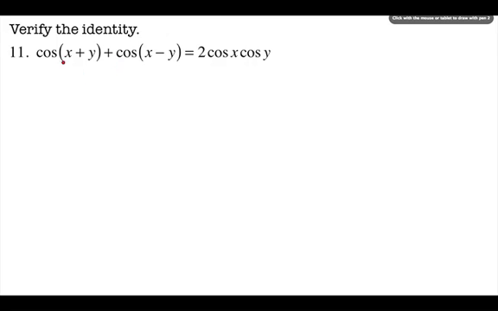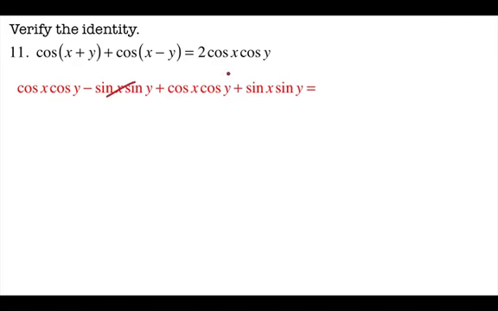All I'm going to do on the left side is expand this using the formulas for sum of cosine and difference of cosine. This is what I get for the sum, this is what I get for the difference. Next, I notice that I have negative sine x sine y and positive sine x sine y, so I know that this goes away. I'm left with these two expressions, which are like terms. That's why I get 2 cosine x cosine y, which is what I wanted to equal.